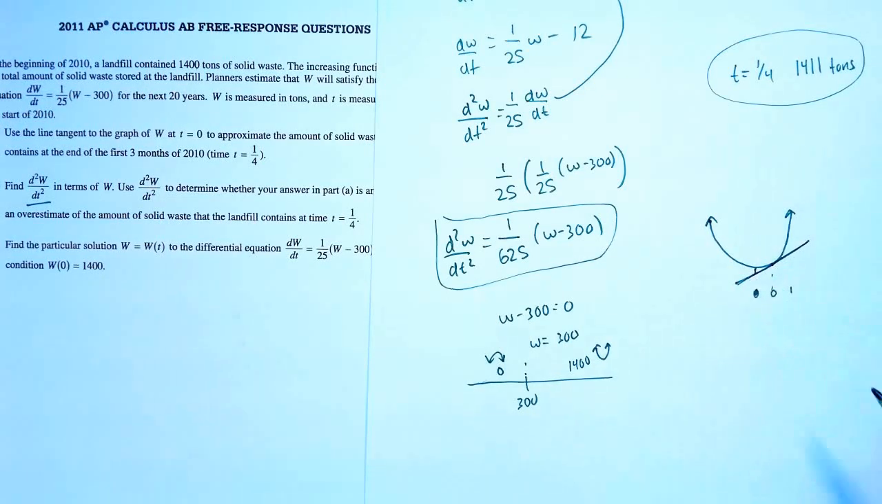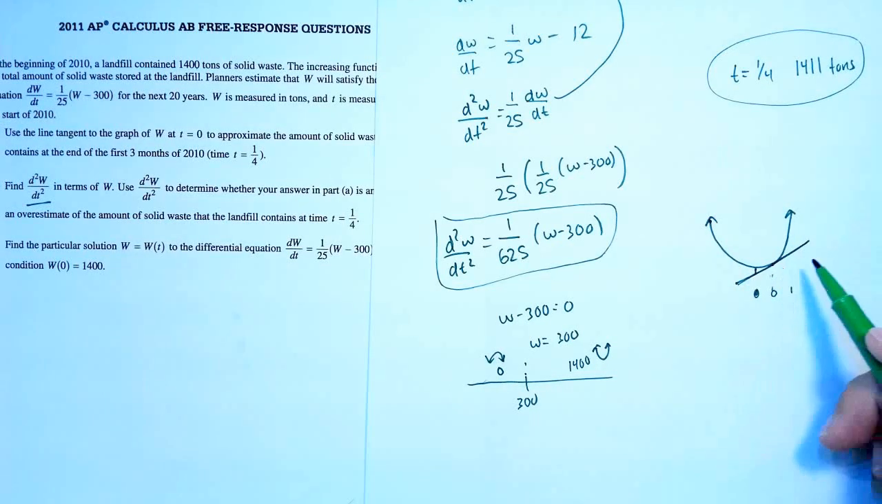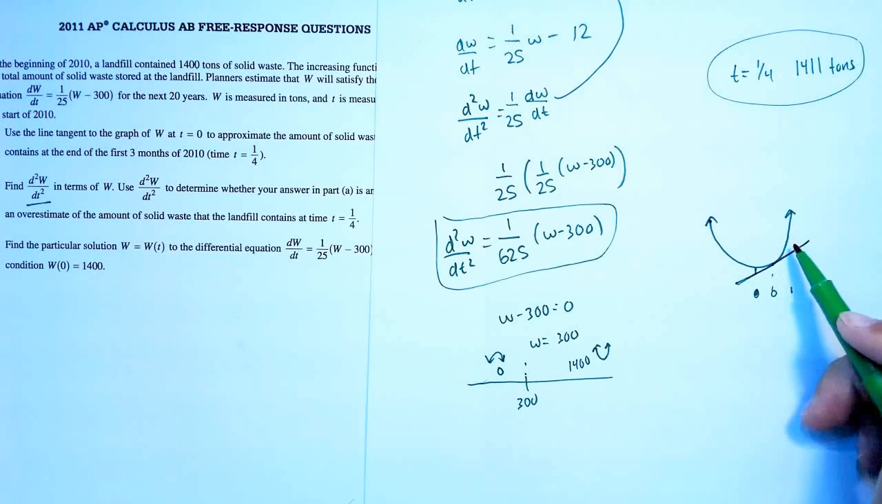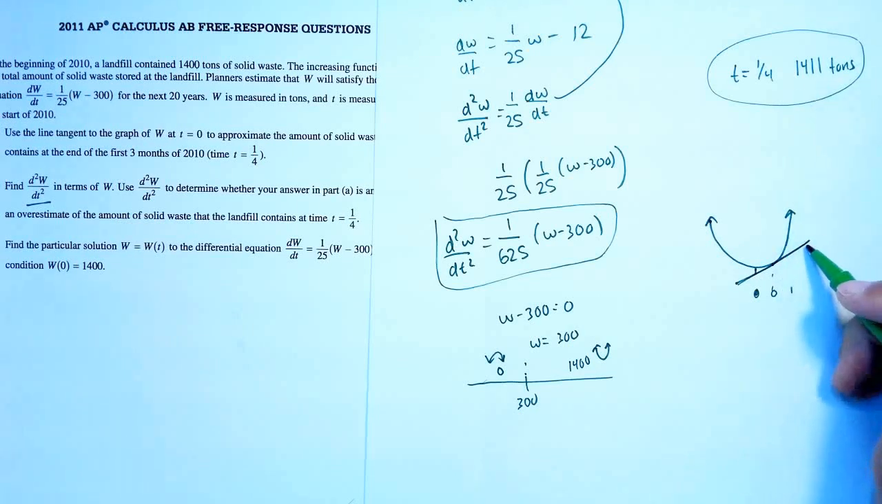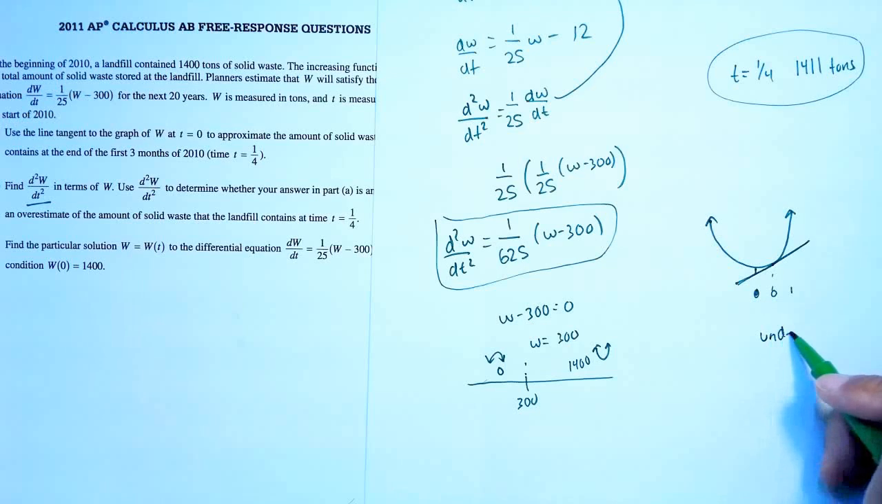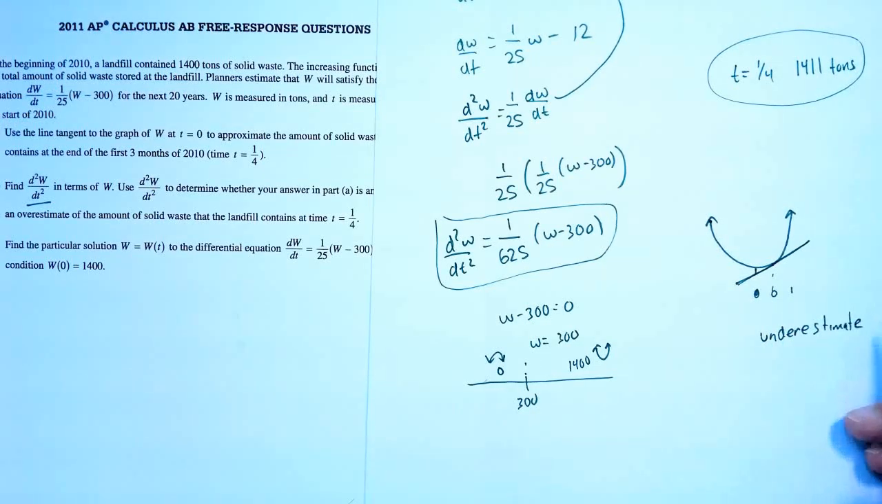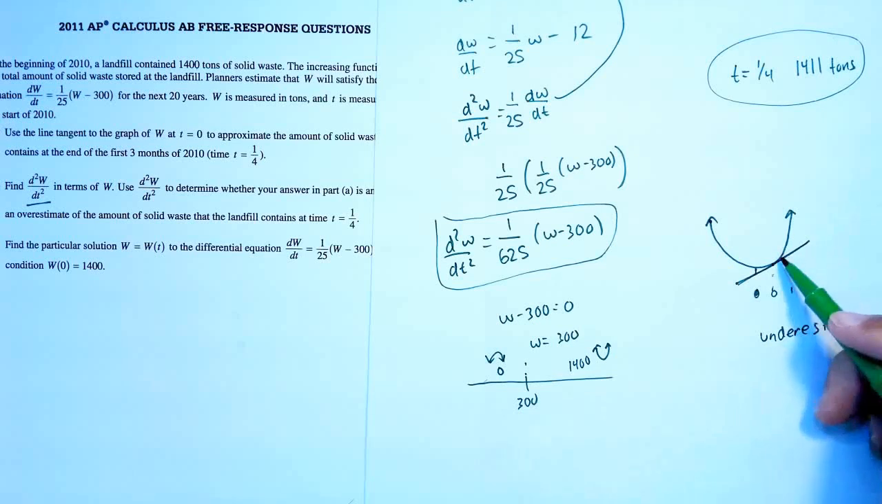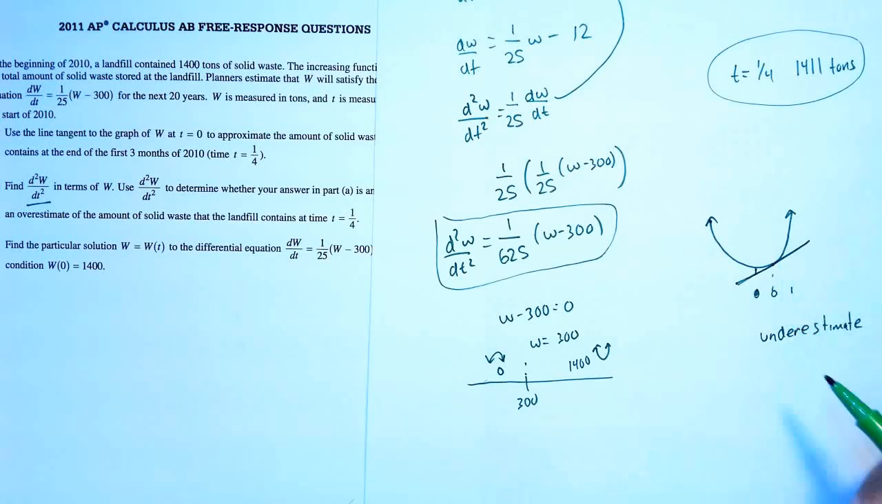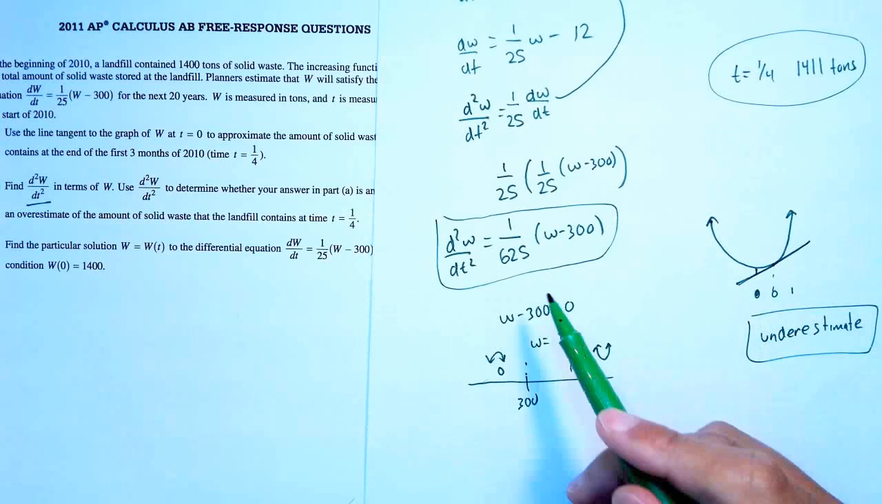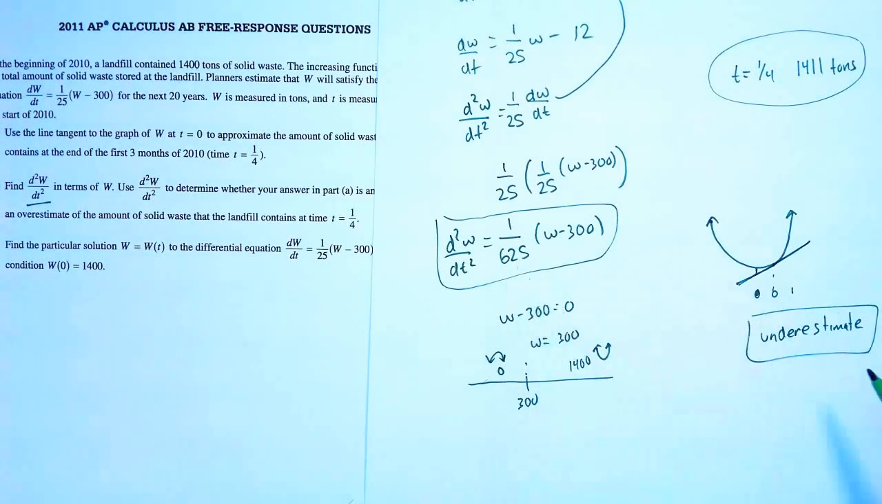But think about it. No matter what tangent line I draw on this parabola, you're going to realize that the tangent line is always underneath the actual graph. So that means that 1411 is on this tangent line, which means it would be an underestimate, and the reason is that your tangent line is below your graph. So for part B, your answer would be this second derivative, and you got 1 point for that, and 1 point for determining that there was an underestimate. Why? Because your second derivative is concave up, which means the tangent line is below the graph. Therefore, it creates an underestimate.